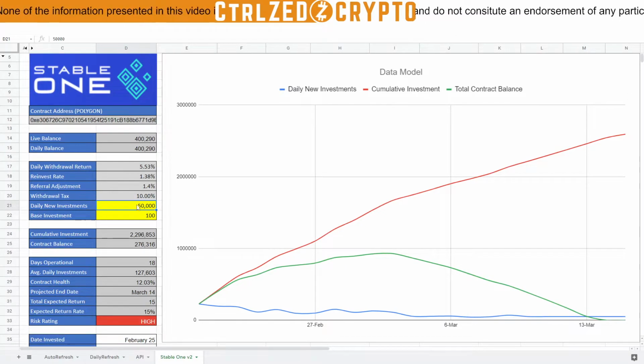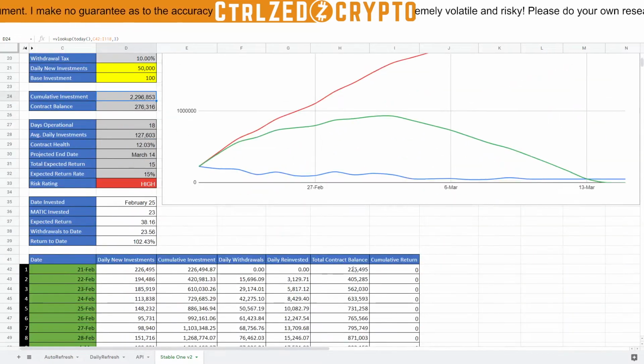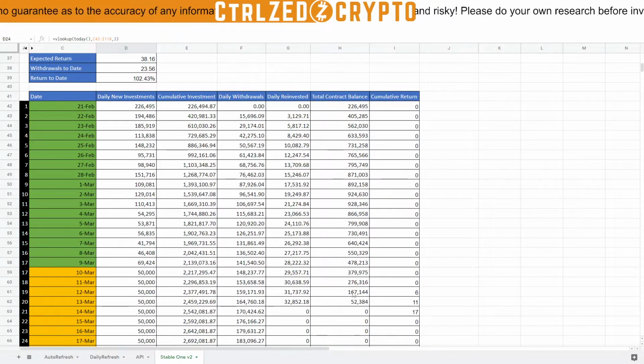And then we've got an assumption on the total number of new investments and just a base investment, which I'll talk about in a moment. So this is what is showing up in my figures: a cumulative investment on the Stable One contract of about 2.2 million, which roughly aligns to what's on the website. The website breaks down new investments against reinvestments, and I don't have visibility on that, but roughly that works out. And the contract balance projection here is actually lower than expected for various reasons.